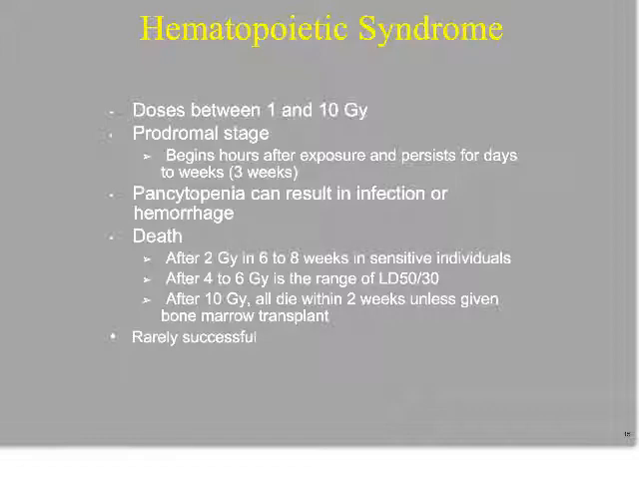Death after 2 gray is in 6 to 8 weeks for sensitive individuals. 4 to 6 gray is the range of the LD50-30. I've said that the LD50-30 for most human populations is 3 to 4 gray, so I'm going to stick with that. But you can see there's pretty big scientific debate about what exactly is the LD50-30. The LD50-60 is kind of loosely what I'm basing that 3 to 4 gray off of, so we'll look at that in a minute. After 10 gray, all die within 2 weeks unless given bone marrow transplant, and that has rarely proven successful.